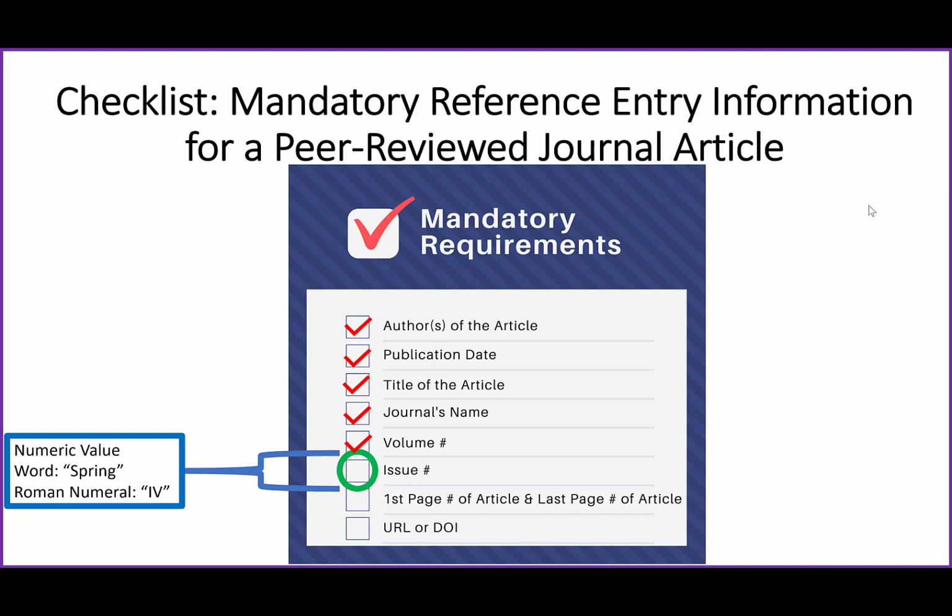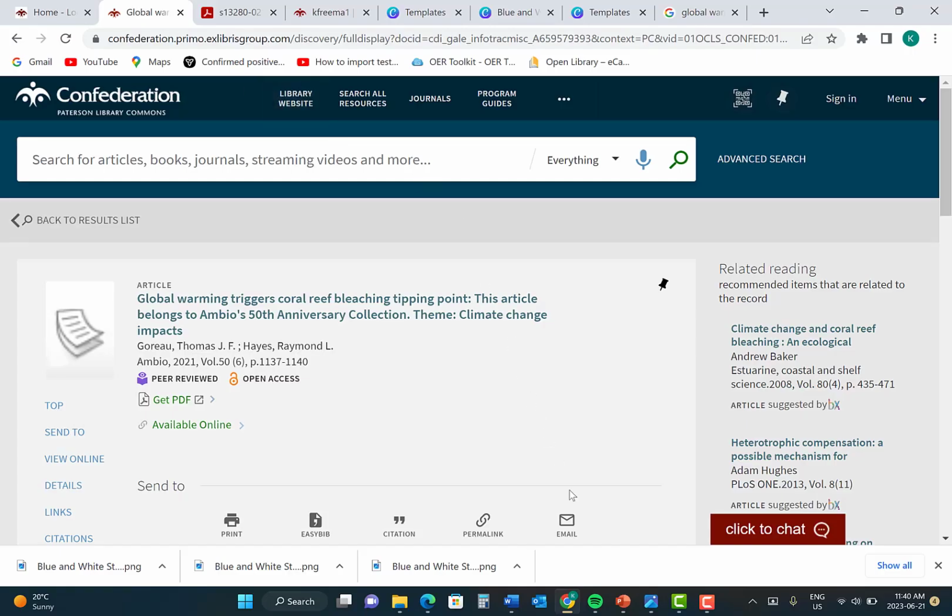Let's take a look to find out where to find the issue number. The issue number will be written on the landing page that you use to access the article, and it's typically written right behind the volume number, and unless it says the letters ISS, which stands for issue, it will be located in brackets. Here we can see that the issue number is 6.